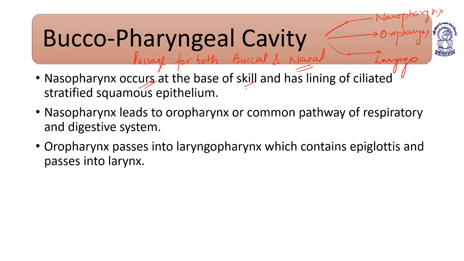Nasopharynx occurs at the base of the skull and has a lining of ciliated pseudostratified columnar epithelium. Nasopharynx leads to the oropharynx, a common pathway of the respiratory and digestive systems. Oropharynx passes into the laryngopharynx, which contains the epiglottis and passes into the larynx.